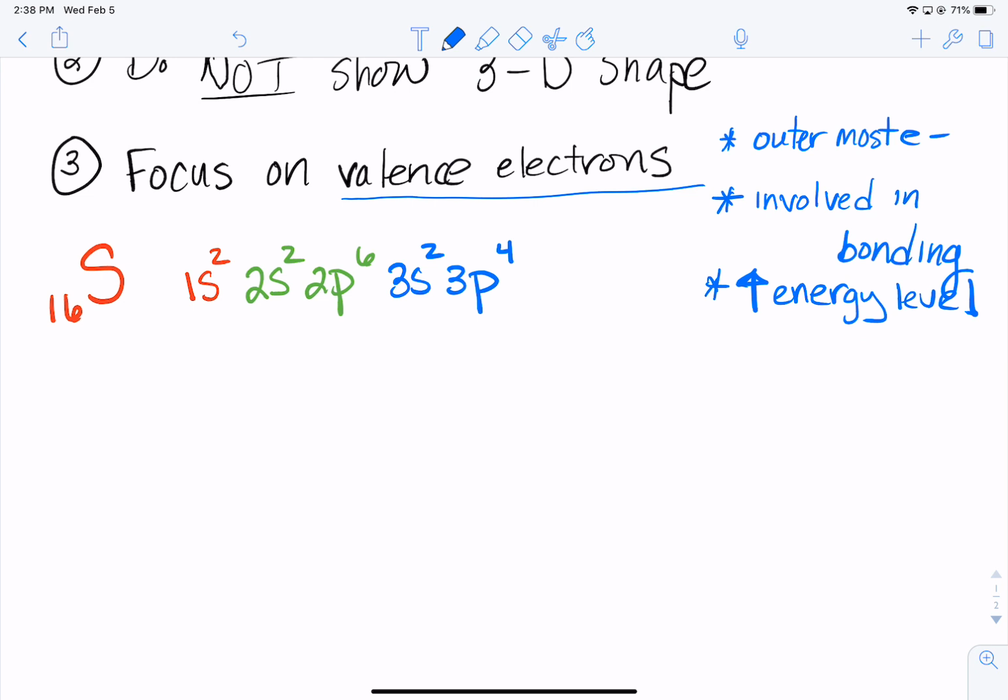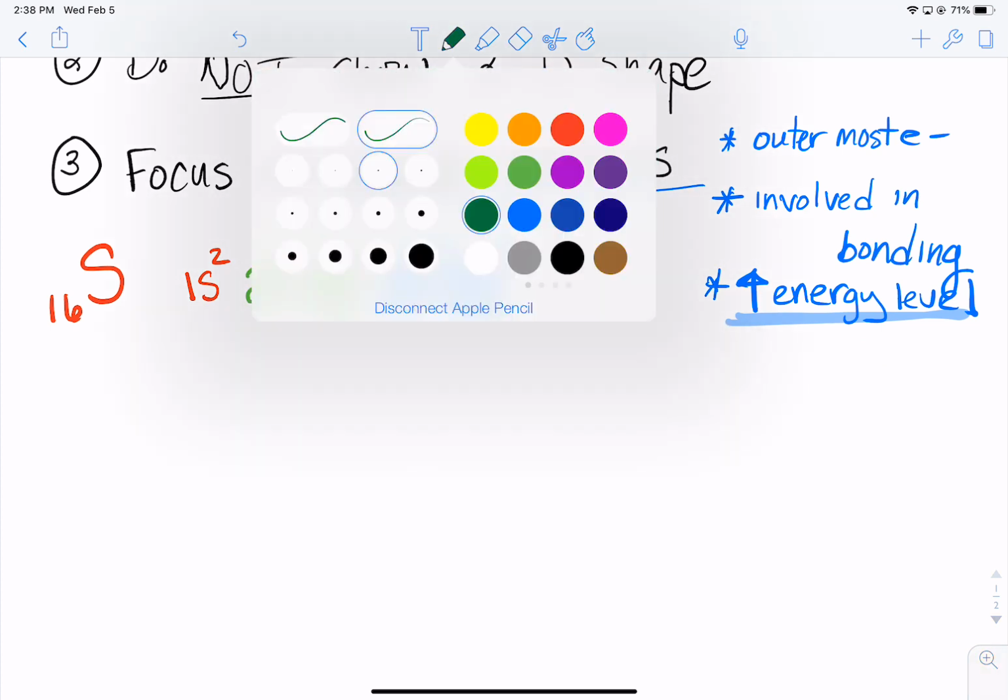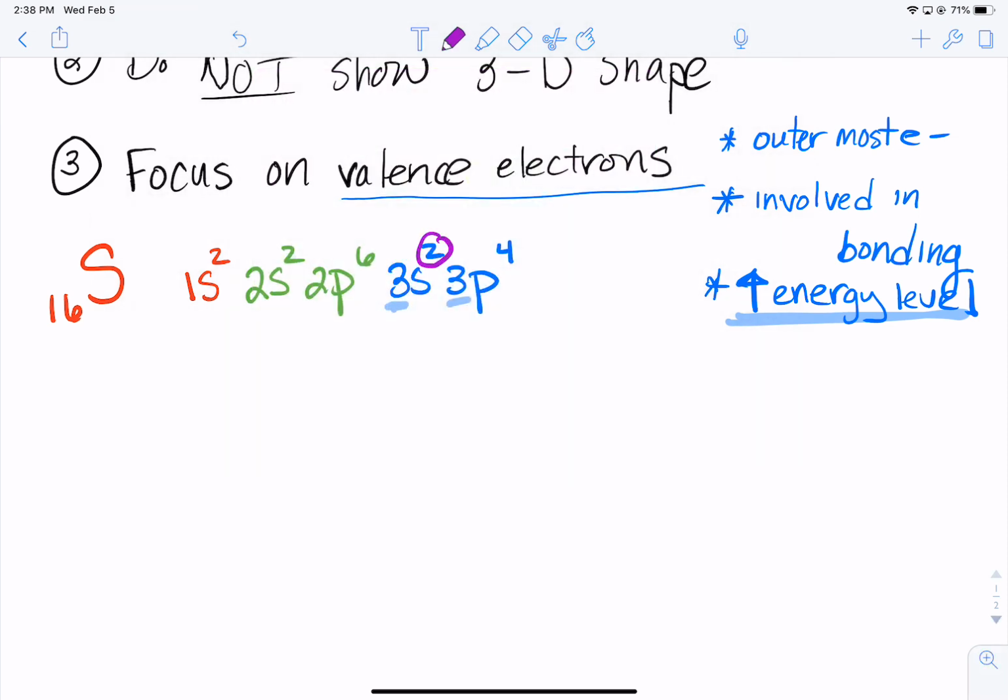The highest energy level, when I say highest energy level, I'll highlight this in blue. When I'm talking about this right here, I'm talking about this number. It's the highest energy level, 3. If I'm talking about the number of valence electrons, I'll do this in dark green, or maybe purple. I haven't used purple yet. The 2 and the 4 electrons that are in the highest energy level are a grand total of 6 valence electrons. So when I'm talking about valence electrons, I'm not talking about all 16 electrons. I'm talking about the ones that are in the outermost.